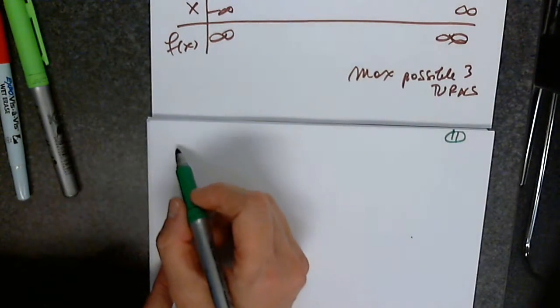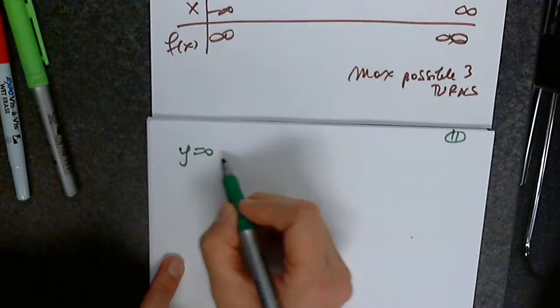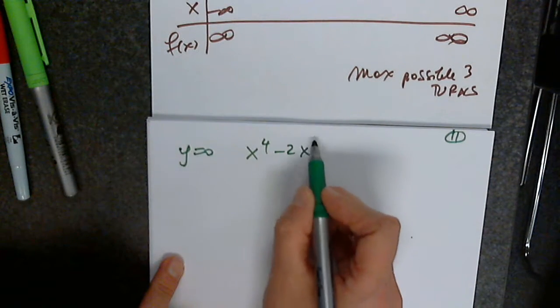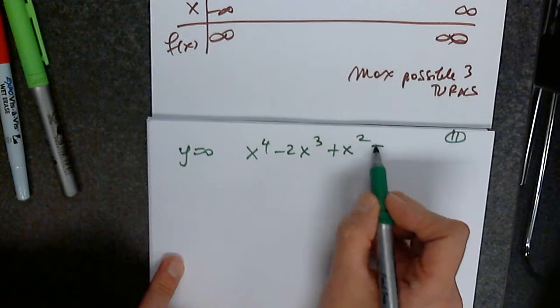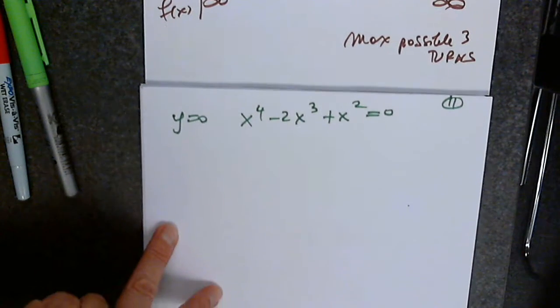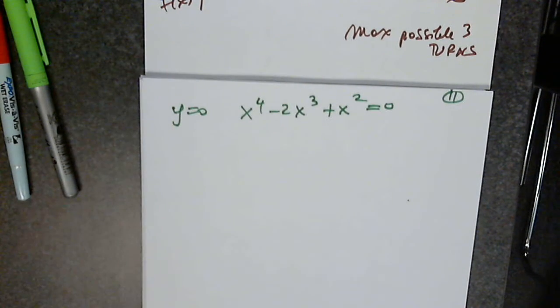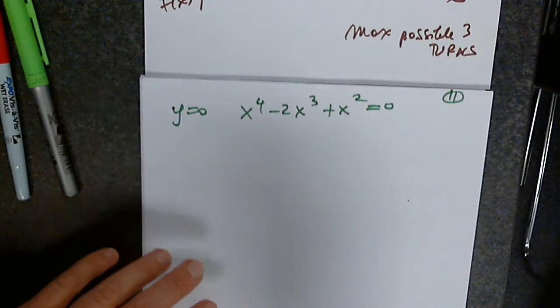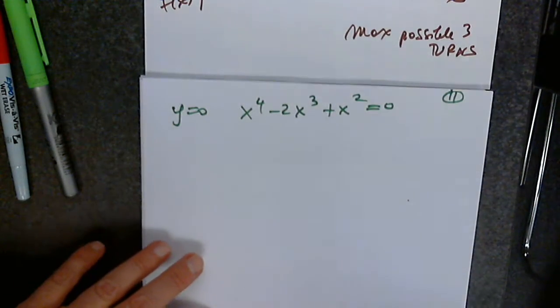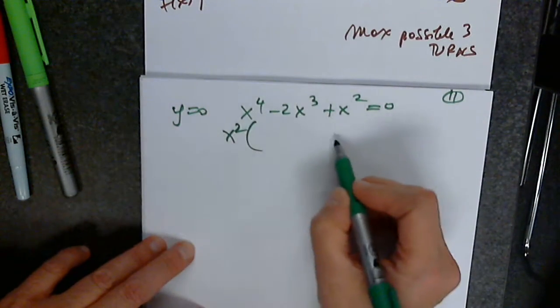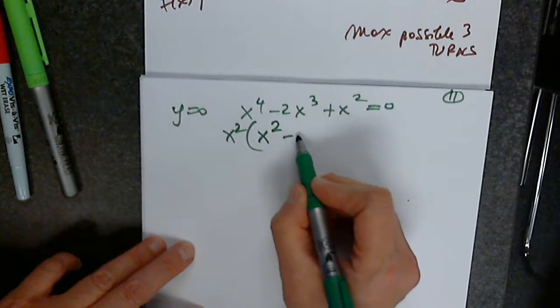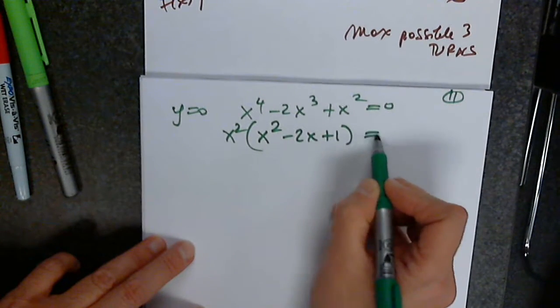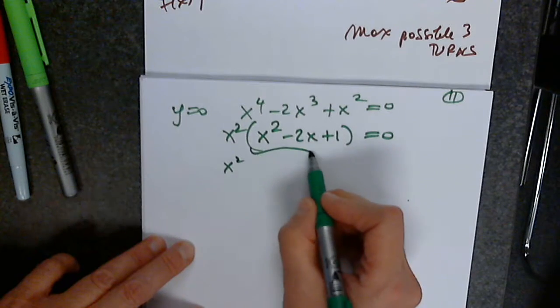How do I find the x-intercepts? Y equal to 0. X to the 4th minus 2x to the 3rd plus x squared equals 0. What will you tell me to do first? Very good. And then? Good. And we have a contract on this.